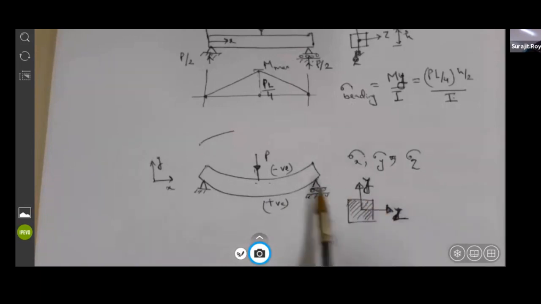Is there somebody who thinks it will be in the Y direction? You're talking about stresses? Yeah. And this is for shear. No, I think they're in the X.